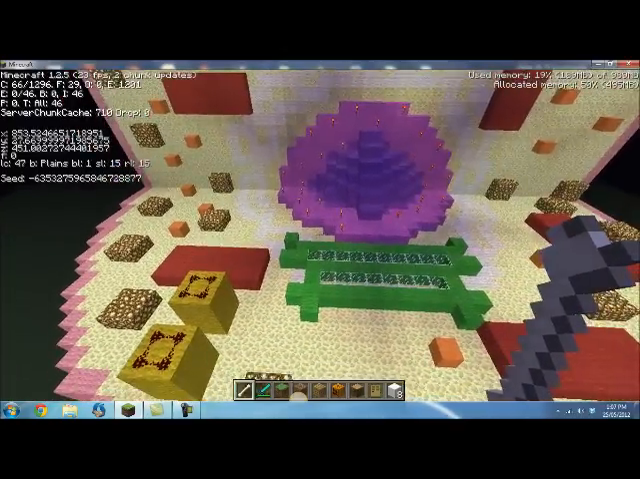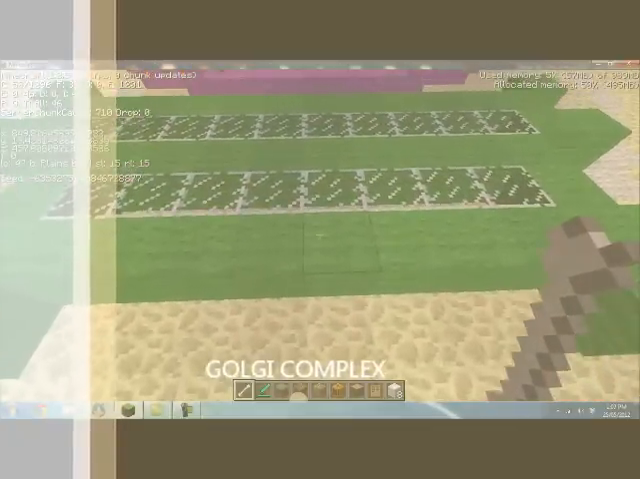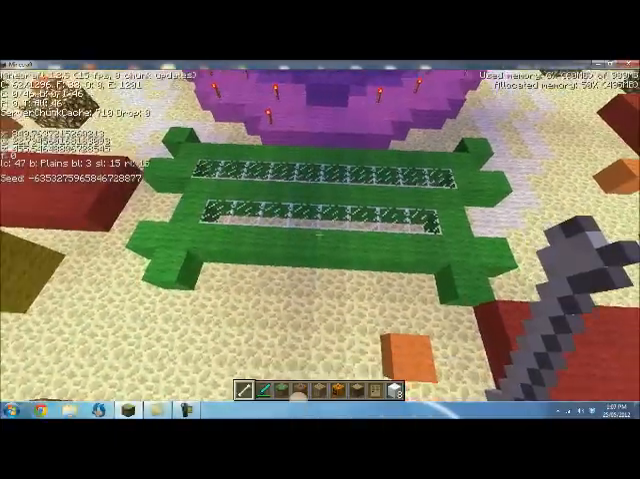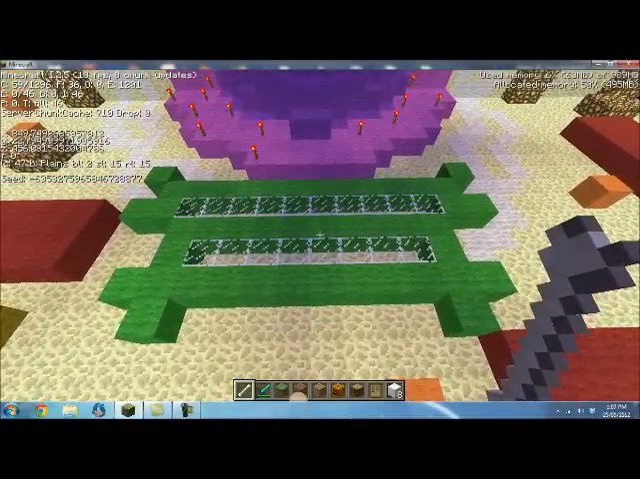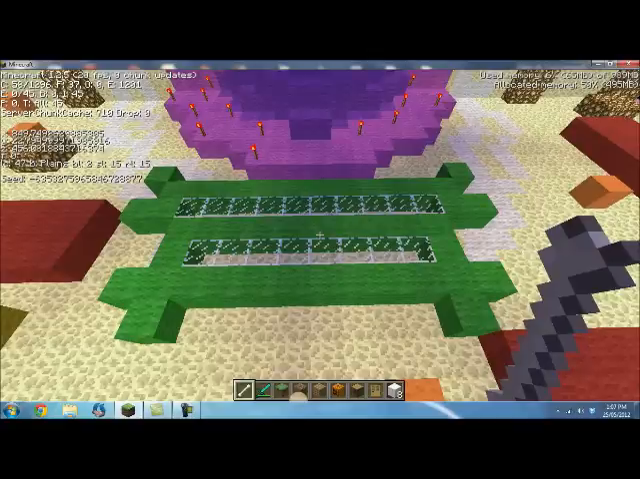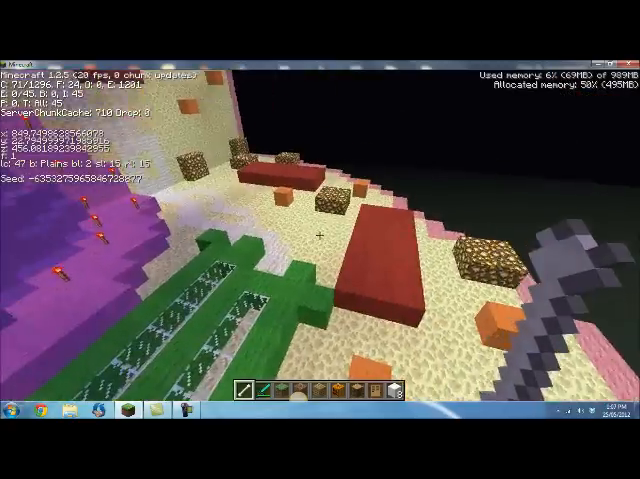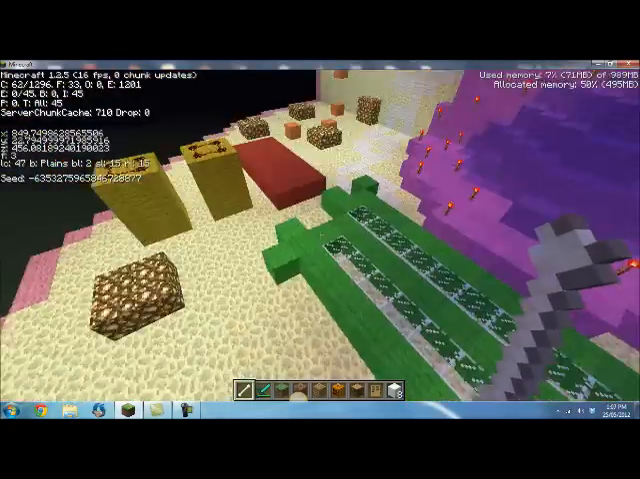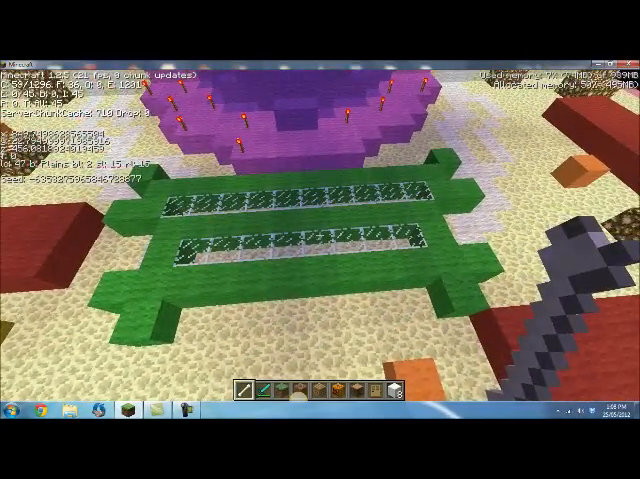Now, the Golgi complex. This green thing that I've got here, the Golgi complex, is the sorting and packaging center of the cell. It packs up proteins into vesicles, and it sends them off around the cell to the mitochondria, to the ribosomes, and to parts of the cell that need the proteins.